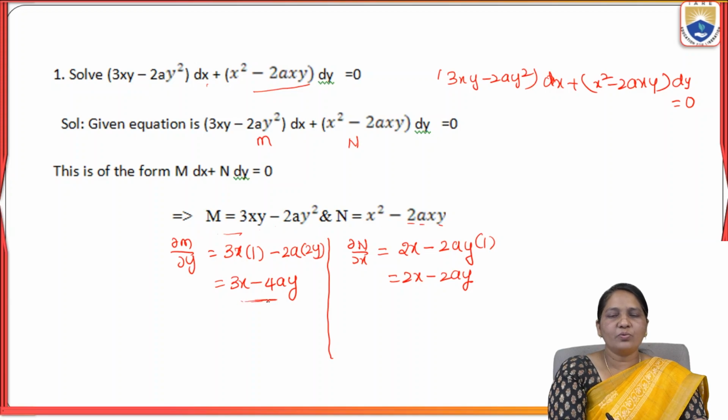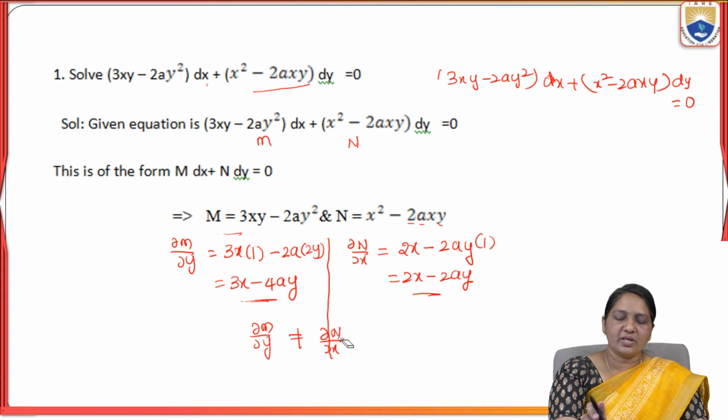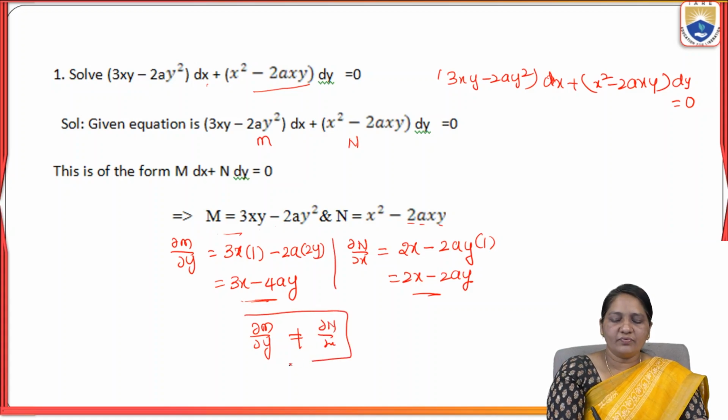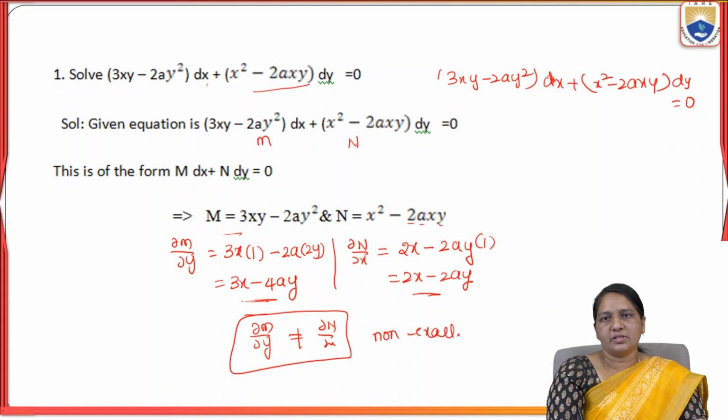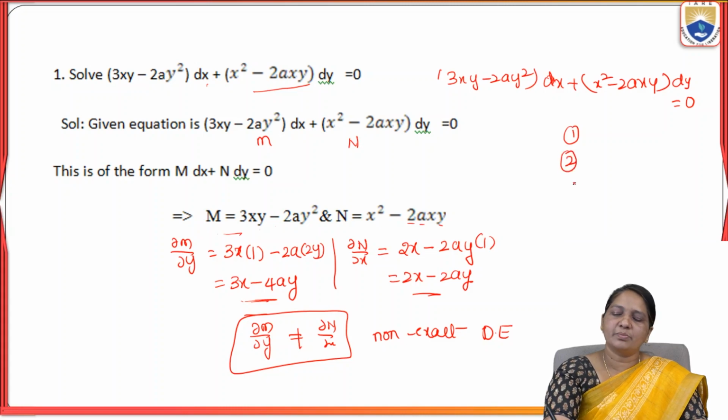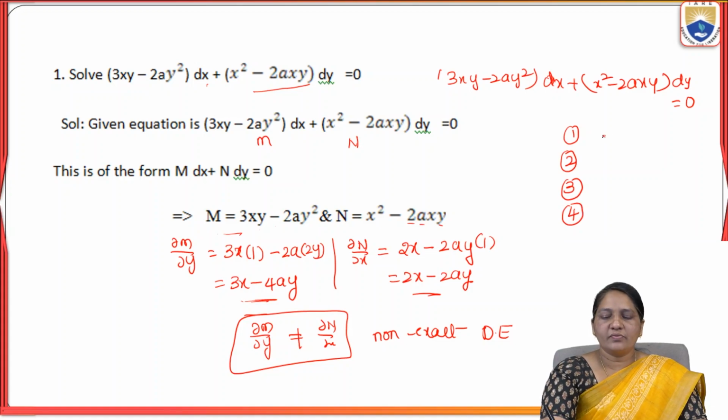Here we got ∂M/∂y is 3x minus 4ay and ∂N/∂x is 2x minus 2ay. So ∂M/∂y is not equal to ∂N/∂x. If this condition is not satisfied, this is a non-exact differential equation. So now we are going to check the first method, second method, third method, and after that the fourth method. What is the first method?